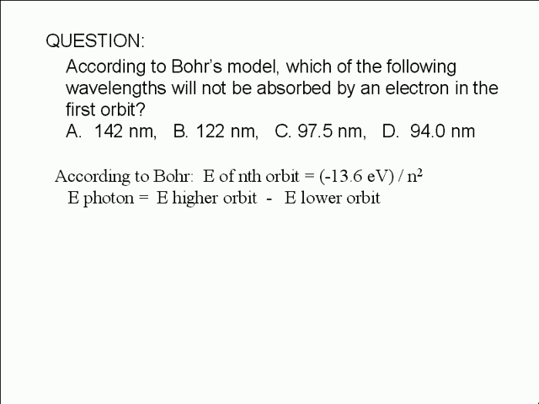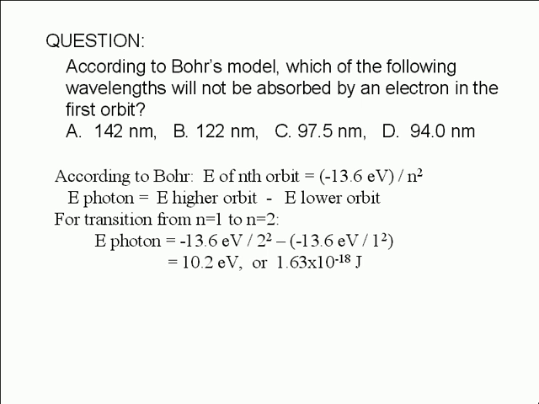According to Bohr, the energy of an electron in the nth orbit of hydrogen is negative 13.6 electron volts divided by the square of n. An atom will absorb electromagnetic radiation if the energy of the photon is equal to the energy gap between two allowed orbits. Let's calculate the energy of a photon that would excite an electron from the first orbit to the second orbit. The energy of the photon will be equal to the energy of the electron if it were in the second orbit, minus the energy of the electron in the first orbit.